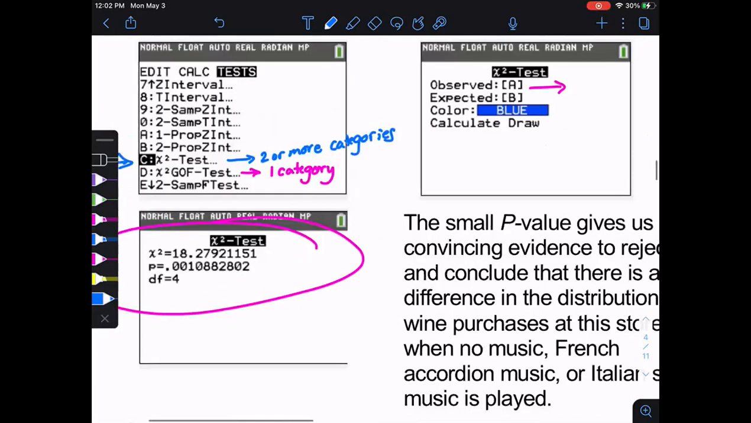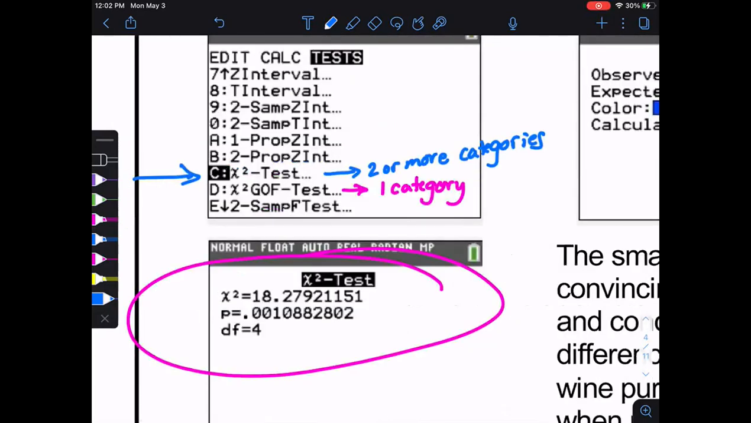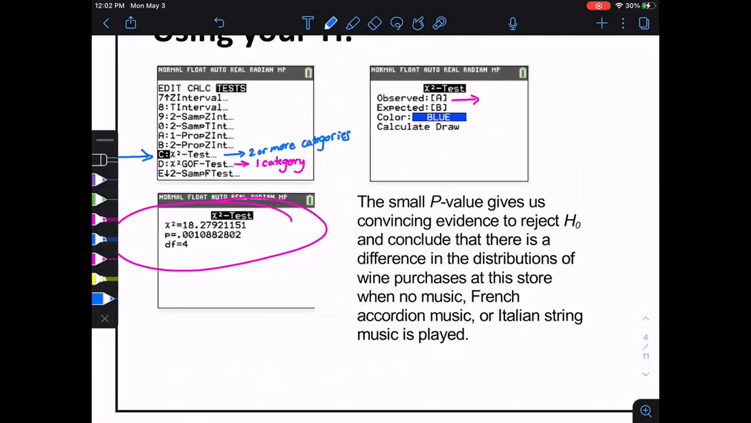Okay, so from there, again, after you compute your chi-squared test, this is C. Reminding you, the chi-squared goodness-of-fit test is when there's one category. Chi-squared test is when there are 2 or more categories. It will give you the chi-squared, it will give you the p-value, and that fill in the blank. Because our p-value is less than our alpha level of 0.05, we reject the null. We do have convincing evidence of our alternate that there is a difference between the distributions of wine purchase and music played. So kind of the same idea, always put that alternate in context.